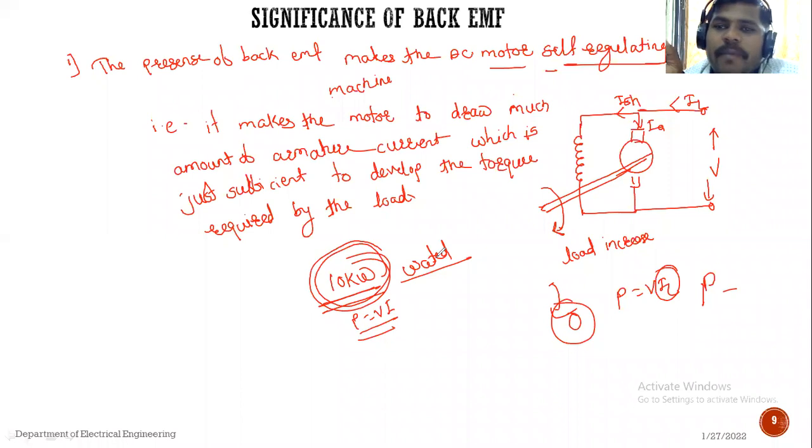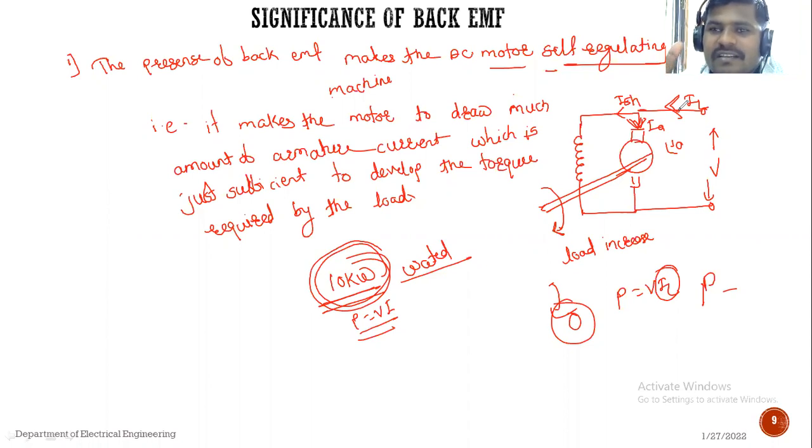So see, if the back EMF will be present, then it will make the motor a self regulating machine. Self regulating machine म्हणून ऍक्ट झाली पाहिजे मोटर. So what is the meaning of self regulating? That means it will make the motor, back EMF काय करेल? मोटरला असं मेक करेल to draw a much amount of current, that is to draw a much amount of supply current or armature current. एवढाच आर्मेचर करंट घे किंवा एवढाच सप्लाय कडून करंट घेतला पाहिजे, which is just sufficient to develop the required torque required by the load. लोडला जेवढा टॉर्क रिक्वायर्ड आहे तेवढाच टॉर्क डेव्हलप करण्यासाठी जेवढा करंट रिक्वायर्ड आहे सप्लाय करून, तेवढाच करंट मोटरने घेतला पाहिजे.